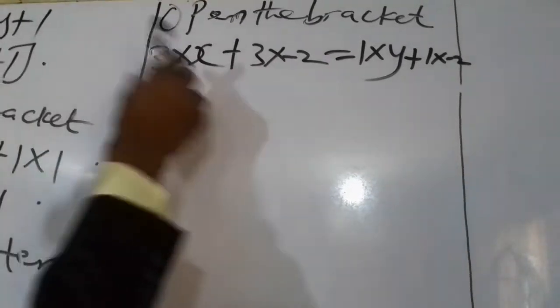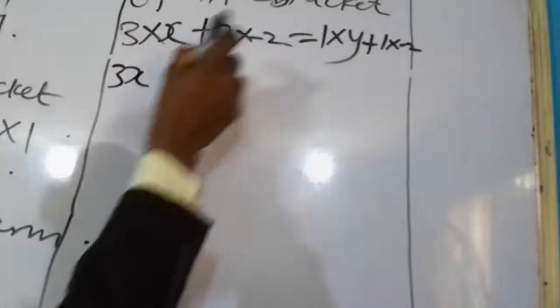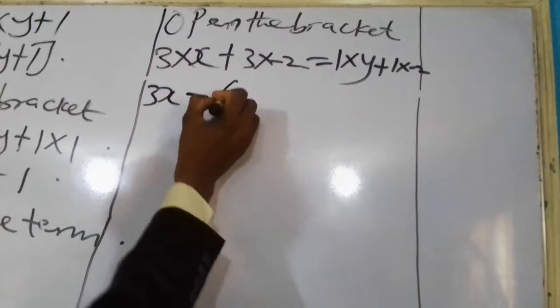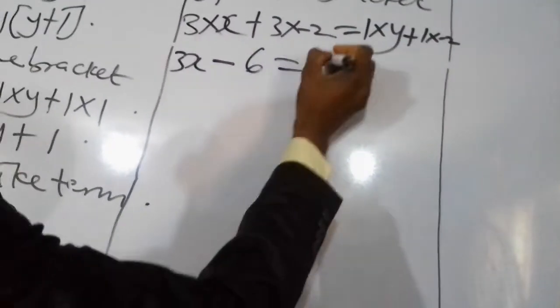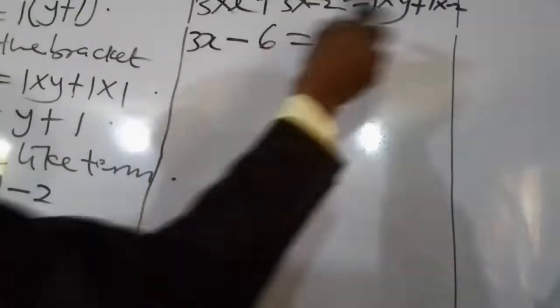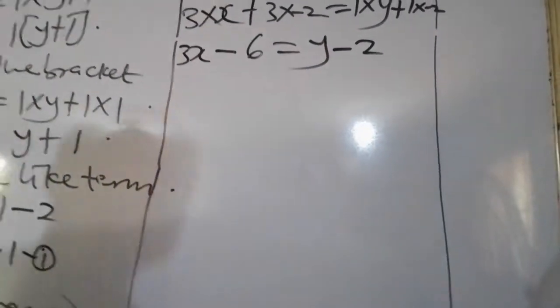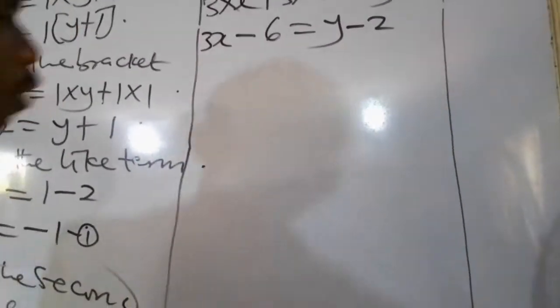3 times x, that is 3x. Plus times minus, that's minus. 3 times 2, that is 6. It equals y. 1 times y is y, and 1 times minus 2 is minus 2.